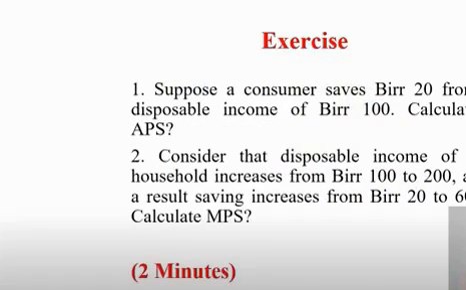Students, now let me give you an exercise on saving. The first question is, suppose a consumer saves 20 from a disposable income of 100; calculate the average propensity to save. Second, consider that the disposable income of a household increased from 100 to 200. As a result, saving increased from 20 to 60. Calculate the marginal propensity to save.